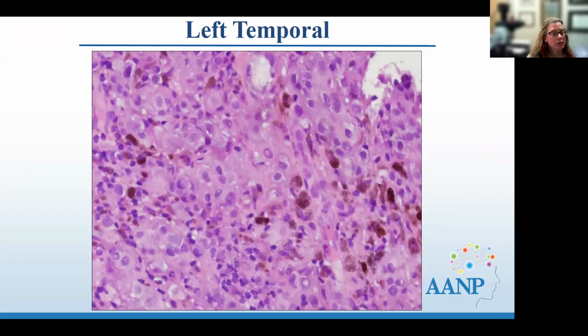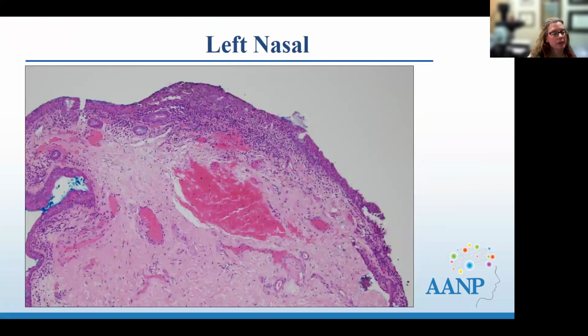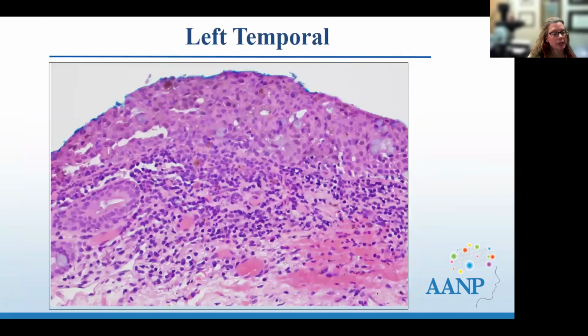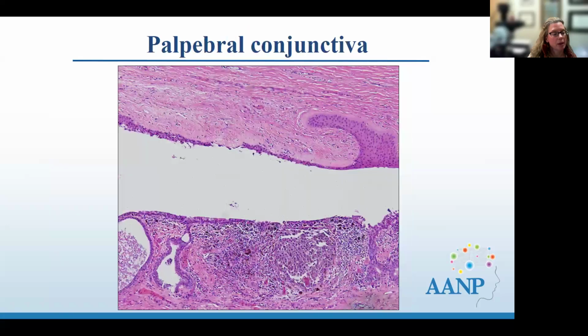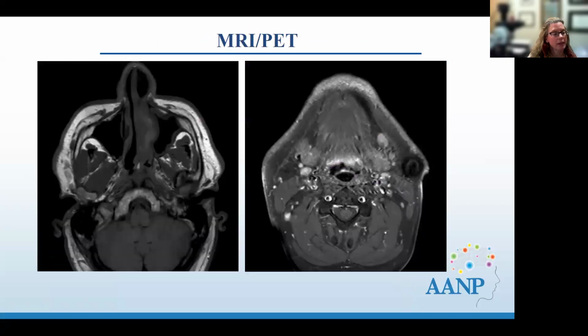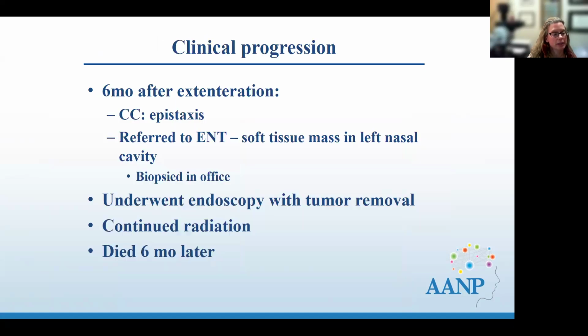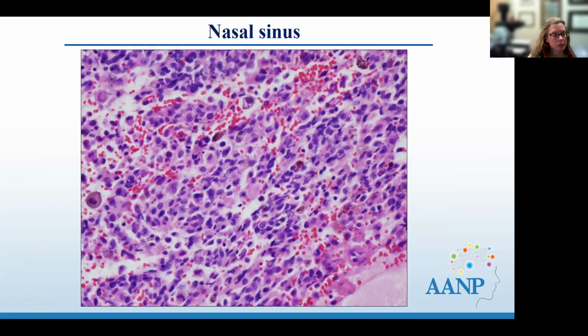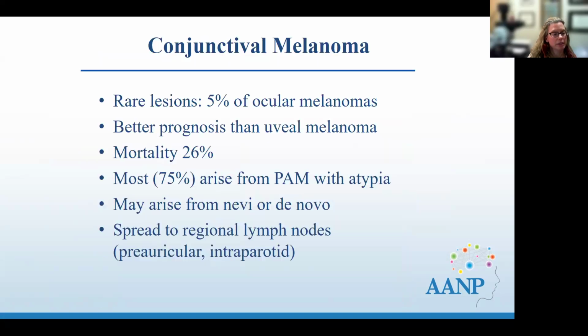So there is a close-up view. You can see how dysplastic this is. And then this was all over the different areas of the eye, the palpebral area. And then on MRI, they were able to see that there's a mass within the sinonasal cavity. This patient progressed, and it was within the nasal sinus and died 6 months later.